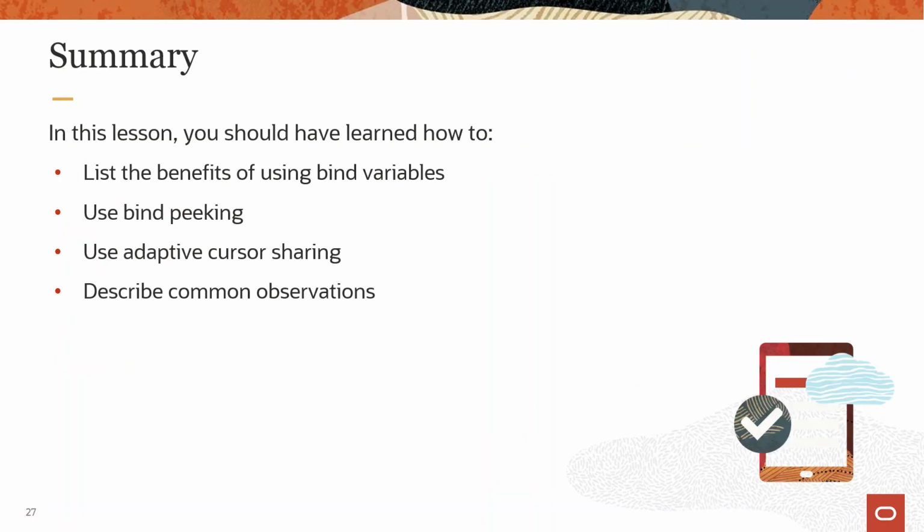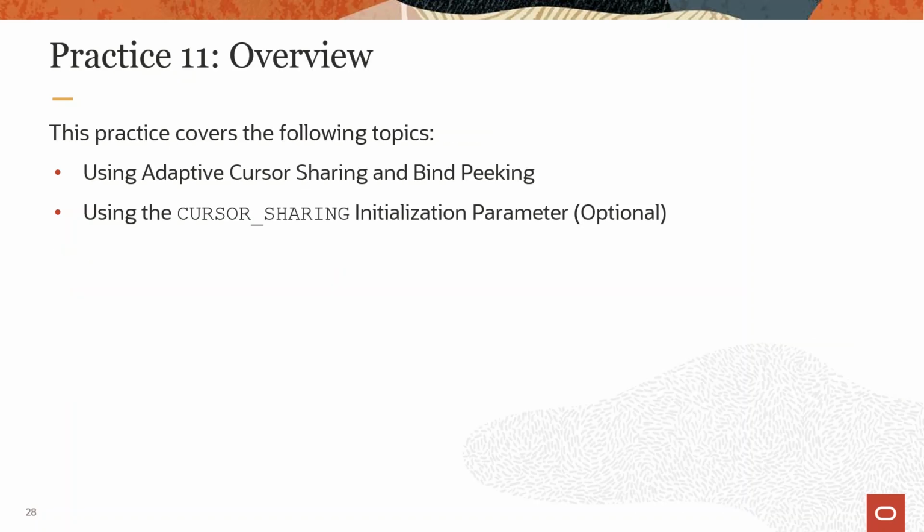Now in this lesson, you have learned how to list the benefits of using bind variables, use bind peeking, use adaptive cursor sharing, and describe some common observations. You can now complete some exercises for this chapter number 11. The practices cover the following topics: how to use adaptive cursor sharing and bind peeking, and how to use the cursor sharing initialization parameter.